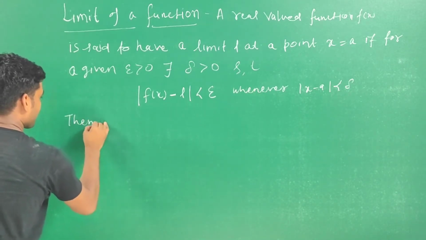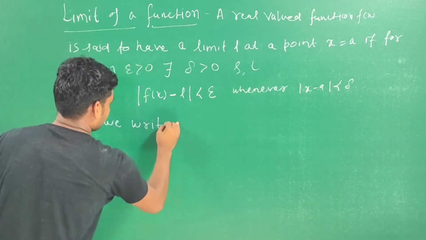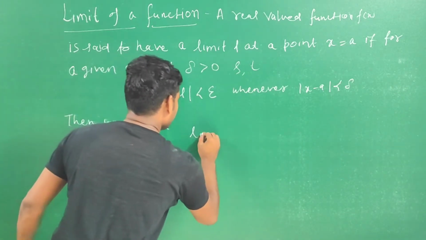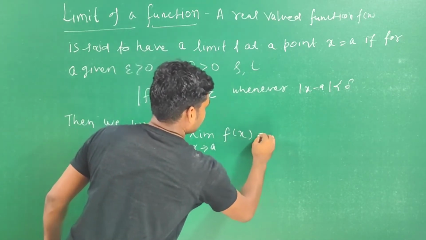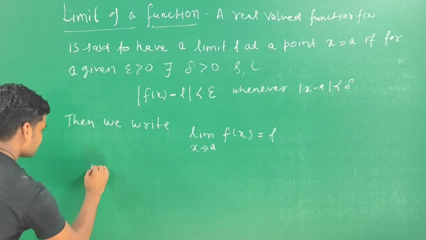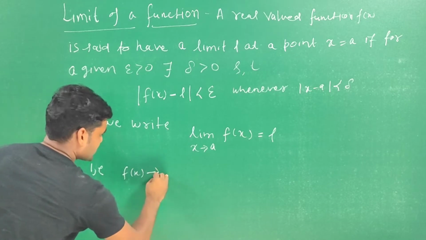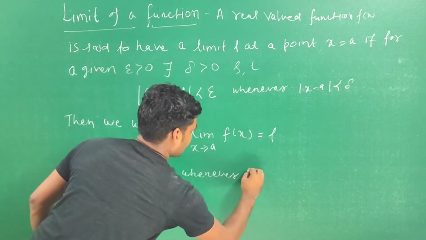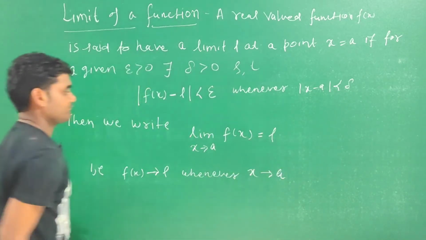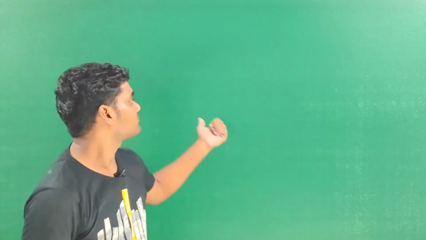Then we can write limit x going to a of f(x) equal to L, that is, f(x) approaches L whenever x goes to a. This is the epsilon delta definition. Let's discuss some examples related to this epsilon delta definition.